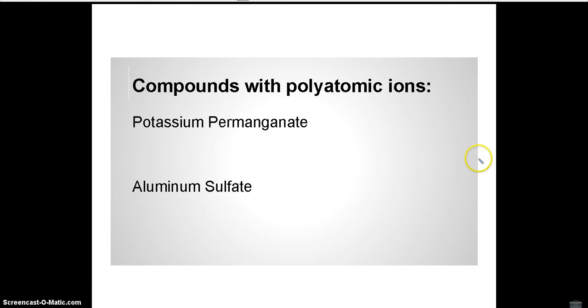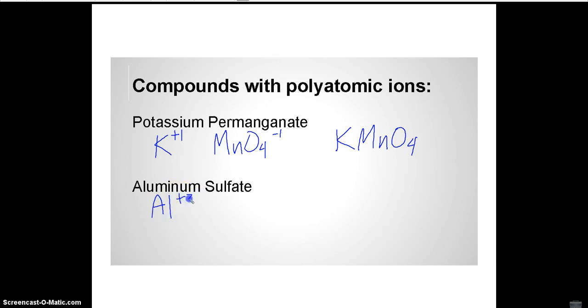Now, let's do a couple with polyatomic ions. Potassium permanganate. Look at your periodic table. Potassium has a charge of +1. Permanganate is a polyatomic ion you need to memorize. It is MnO4 with a -1 charge. Now, MnO4 is permanganate. You cannot change the 4. If you change the 4, it's not permanganate anymore. So do not change the subscripts in the polyatomic ions. Here, we need 1 potassium and 1 permanganate, so we put them together, KMnO4.